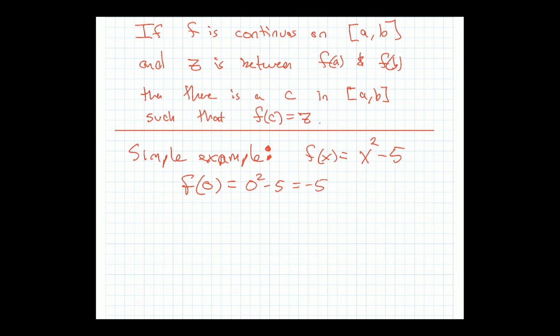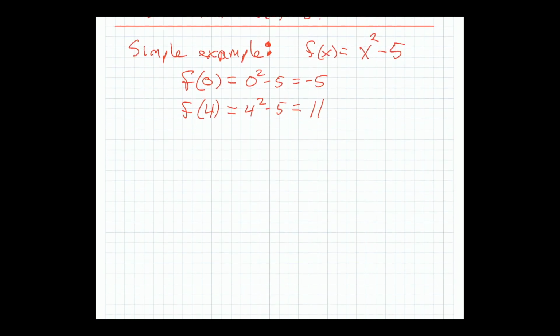Okay. Now let's put another number in there. Let's put 4 in there. F of 4 equals 4 squared minus 5, which is 16 minus 5, which is 11. Okay? Now, what does that mean on the graph?